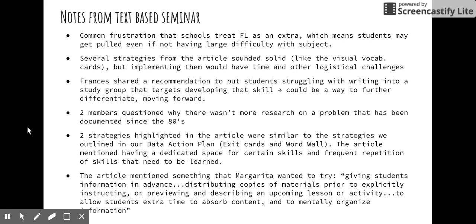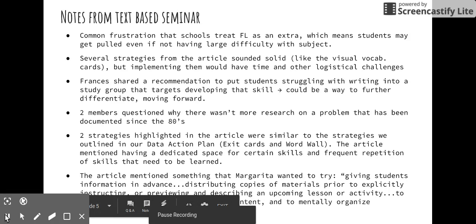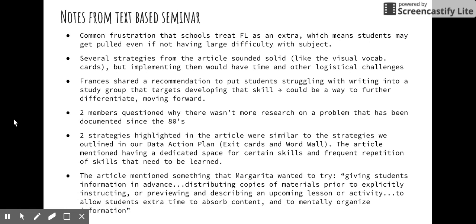Two of the strategies highlighted in the article were similar to the strategies we had in our data action plan. For example, implementing exit cards before a formal formative and having a word wall for students to refer back to. The article mentioned having a dedicated space for certain skills and frequent repetition of skills that need to be learned.